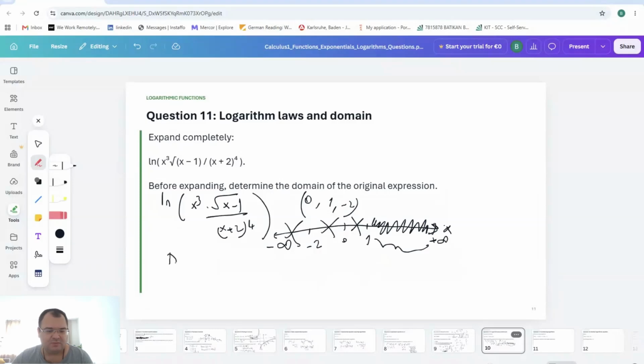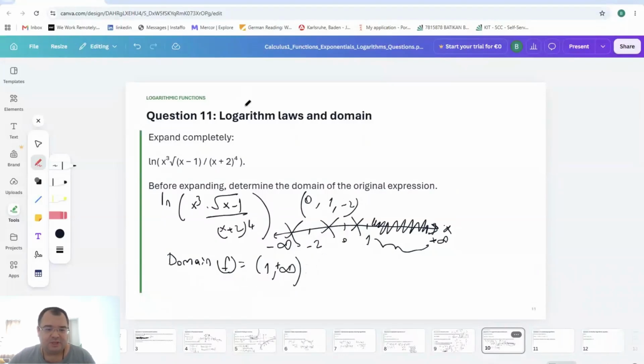So the domain of f is 1 going up to plus infinity. Sorry, that is not quite right, because when you give 1, this function becomes 0, and the inside of the logarithm cannot be 0. That's why 1 is not included. So starting from 1, with 1 not included, going up to plus infinity is the domain for this function.